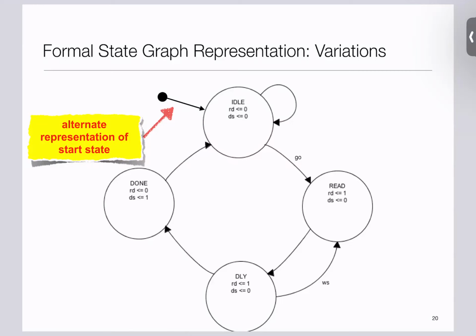Anyone remember what's the difference between Mealy and Moore? Yeah. The next state only depends on the current state? No. The output only depends on the current state. Exactly. So in a Moore machine, the output logic function ignores the input coming to the state machine, right? So output depends only on the current state. It does not depend on the input coming into the sequential system.